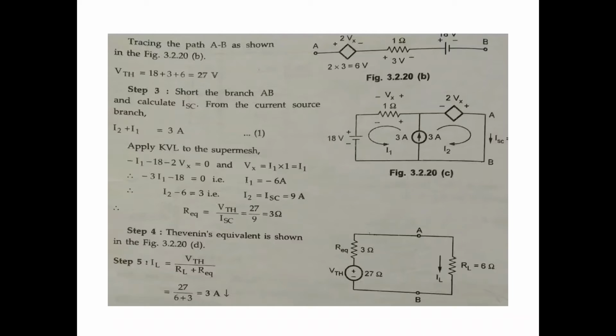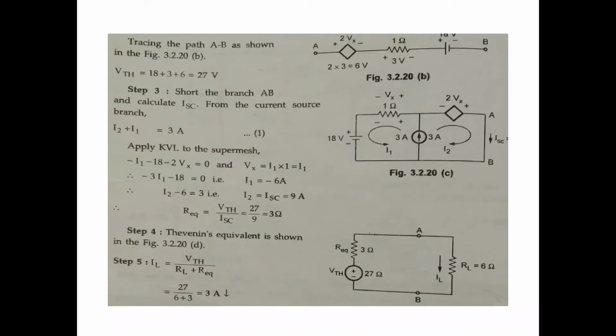But here, in the second loop, I2 minus I1 equals 3. We already found I1 as 6 ampere, so substitute 6 ampere: I2 minus 6 equals 3. What is I2? 3 plus 6, 9. Next, you calculate R equivalent, VTH by ISC. Already calculated VTH: 27 by 9 ISC. That is 3 ohm.